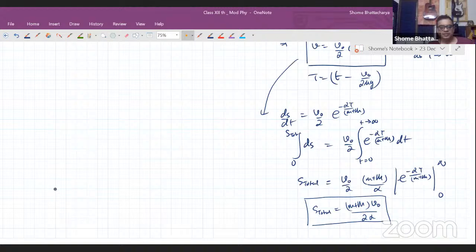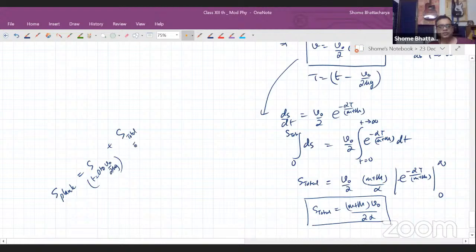So the net displacement of the plank will become the displacement of the plank from 0 to, T equal to 0 to V naught by 2 mu g, which we just calculated above, plus the displacement of the plank from capital T equal to 0 to infinity, this kind of term. So this was V naught square by 8 mu g, but this is having that term of alpha.